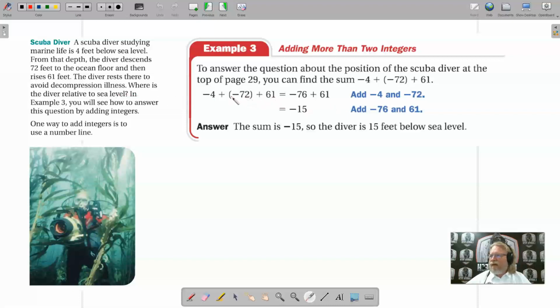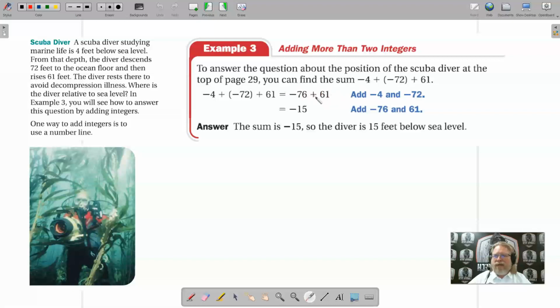So here we'll add these together. It looks like we're taking the negative 4 and the negative 72, and we're going to add those together first. Indeed, they're saying add the negative 4 and the negative 72. They're both the same sign, so we're going to add them together to get 76. They are both negative, so we'll make the sign match. It's a negative number.